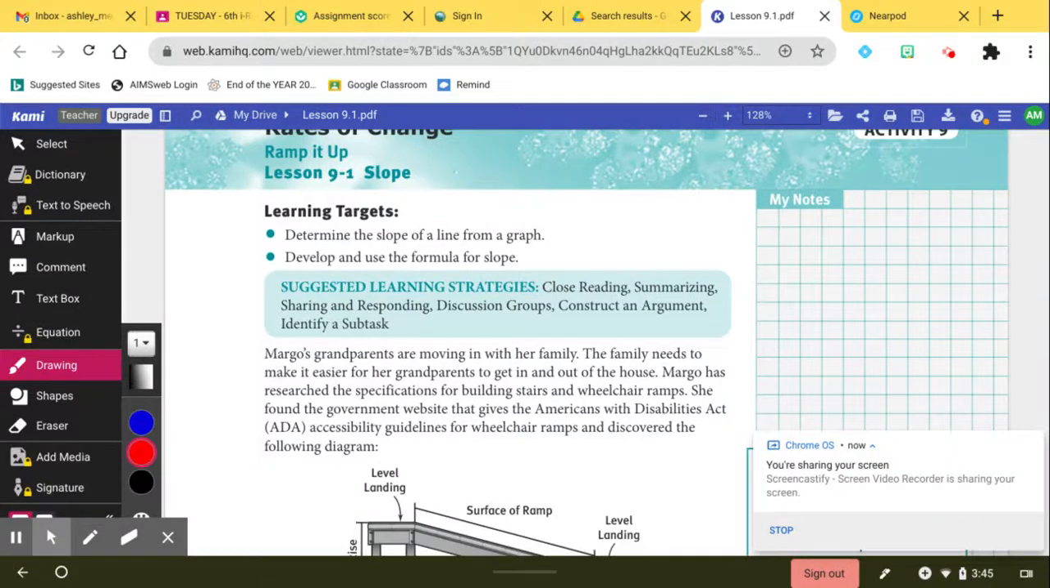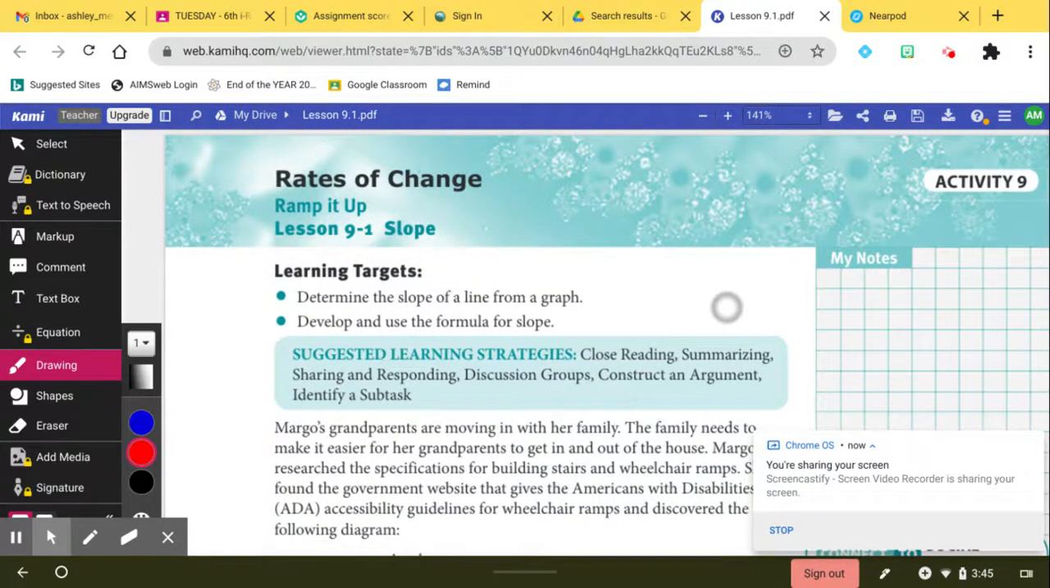Hello. So we are starting kind of like our third unit, Unit 2B, where it's really an introduction to linear patterns and linear functions. So we're going to start off with lesson 9.1 for this unit, which is on slope, which is a key part of a linear function and a linear pattern. So we're going to do 9.1. This is in the consumable on page 123.